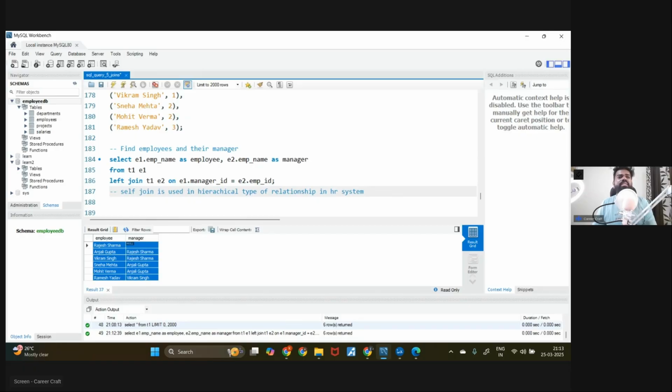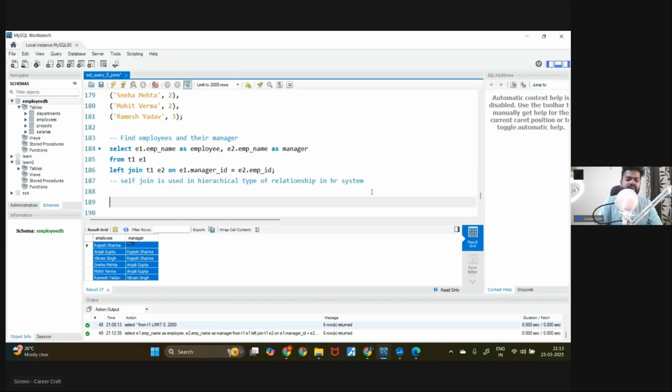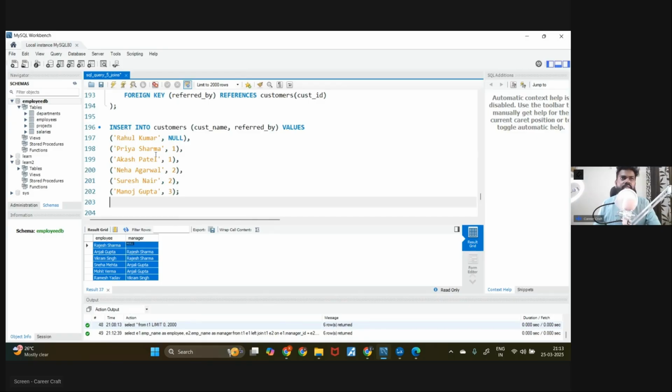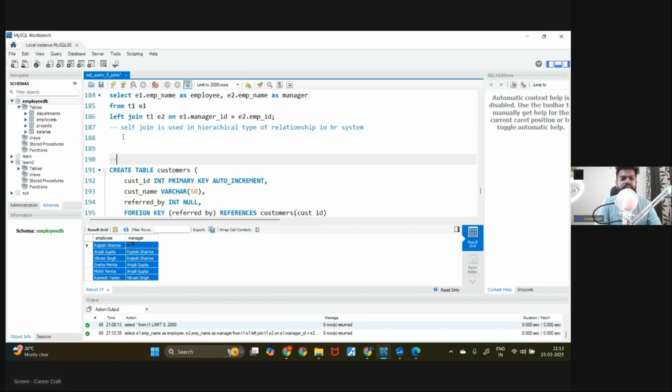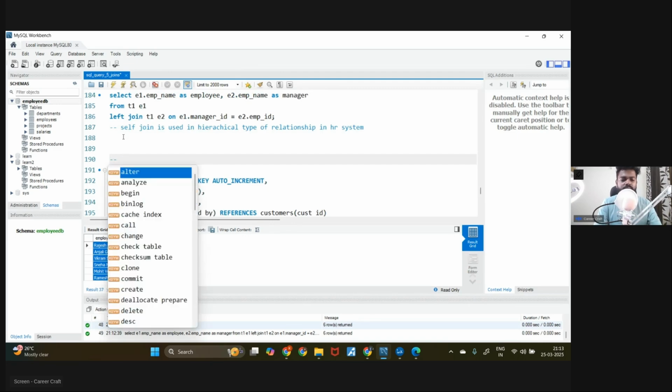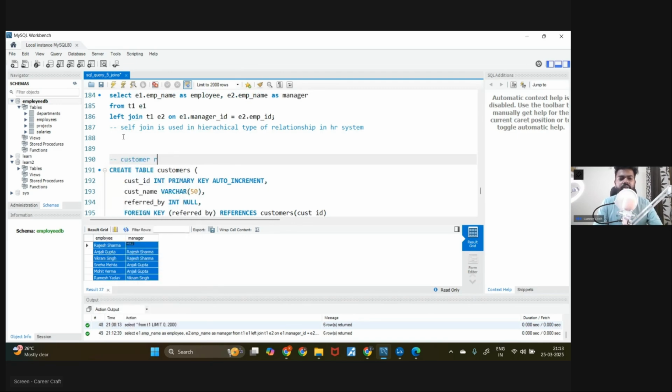So again, this time you guys have to solve it. We have one table, the customer referral table. Whoever has referred someone, so this is your customer referral system. The question is very simple.